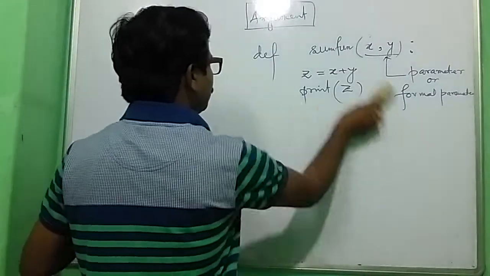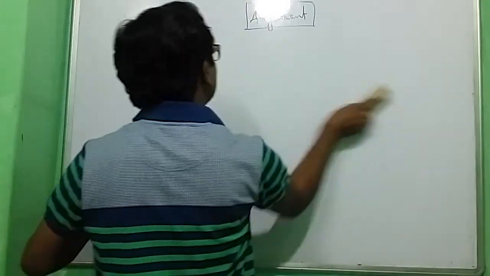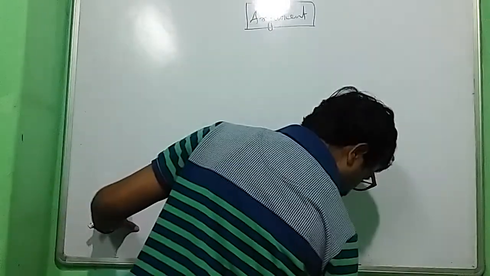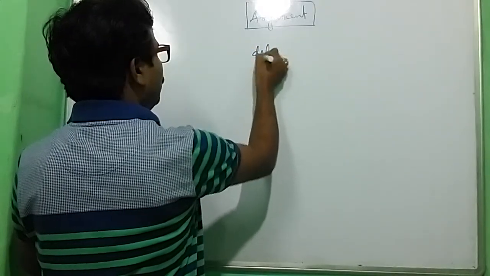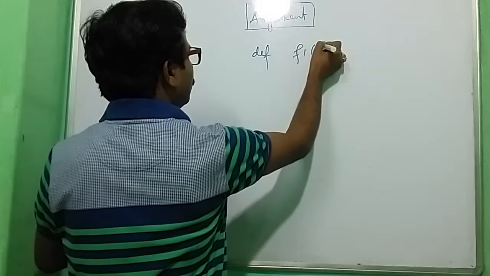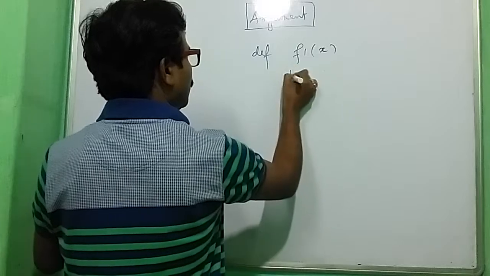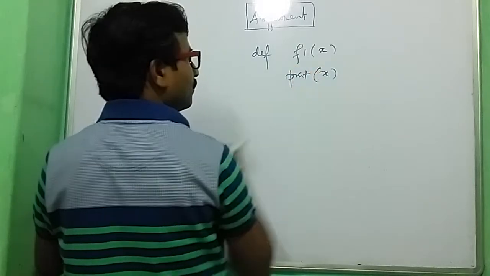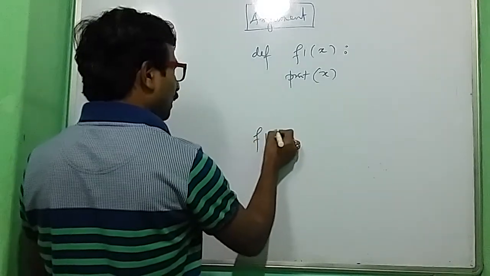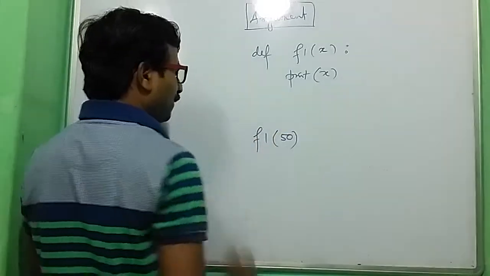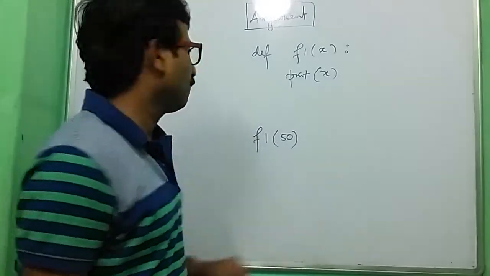Now suppose there is a function, define f1 x, print x. Okay, now you call f1 with value 50. What should be the output? It will show 50. Fine.